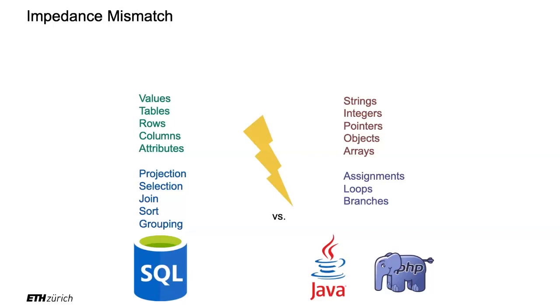And then there is the world of object-oriented programming like Java, PHP, Python, and so on. It's a completely different world. Here we have strings, integers. We might have pointers in C++, objects, arrays, assignments, loops, branches, and so on. Some of you might have exposure to that. If you had programming classes, you might know a little bit of that, but it feels very different from SQL.